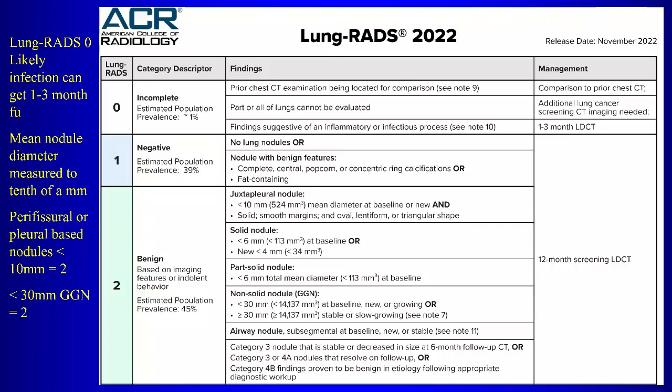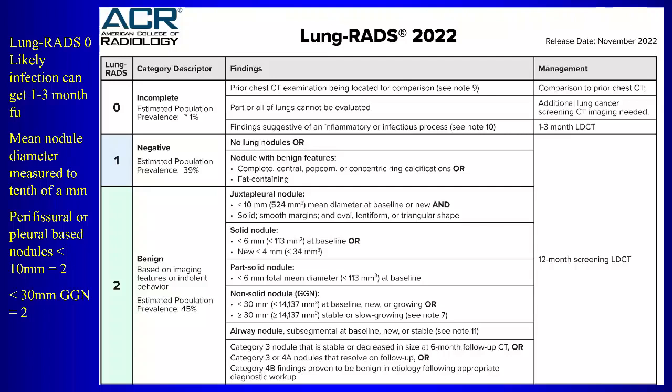No idea? So you measure it in all 3 dimensions? Is that what you do? No. You take the 2 largest dimensions of the nodule and you average them. All right? That's how you arrive at that number. And you should do it to the nearest 1/10 of a millimeter.